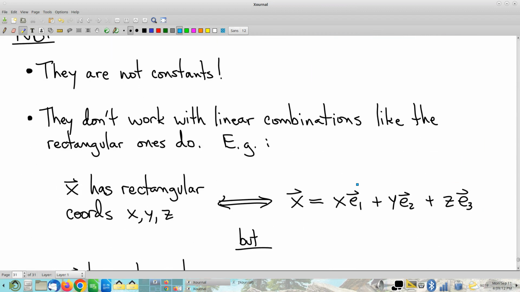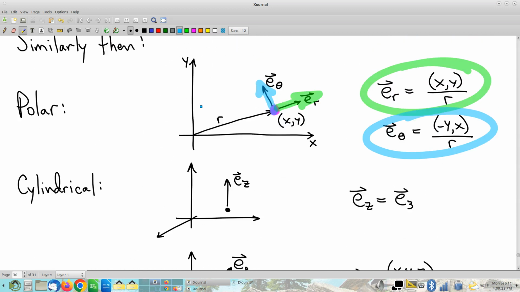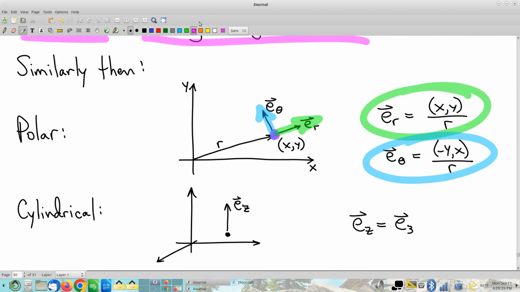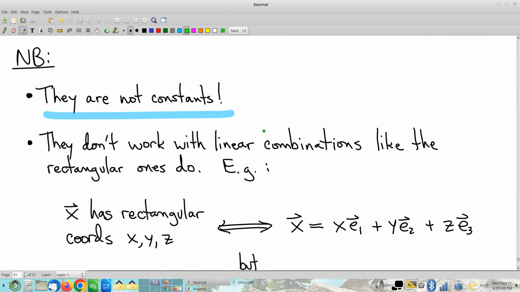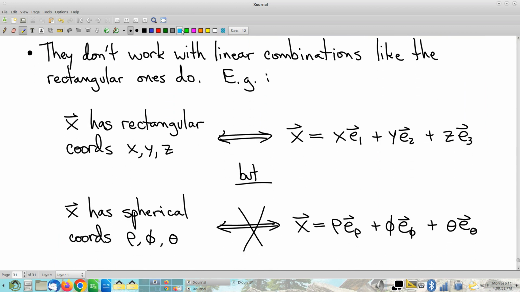I'm going to wave my hands very quickly at a few things to be aware of. Notice, unlike in rectangular coordinates, they're not constants. They are in rectangular, but they're not in, let's say, polar, for example, because at this point there's my standard basis vectors, but at this point here, my r standard basis vector is now like that. It's not the same. It depends on where you are. And so does the theta one. So that's irritating. Well, the algebra doesn't work out very nicely.